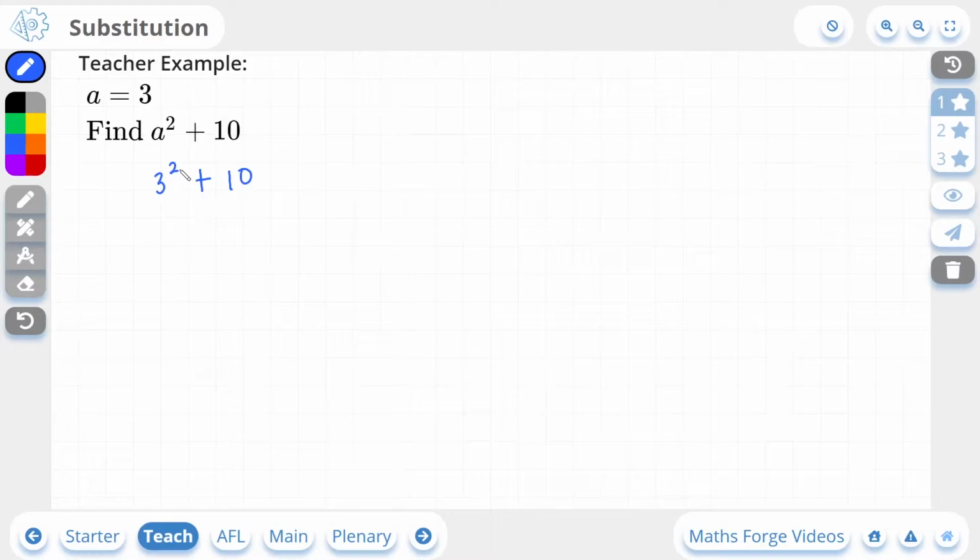And so 3 squared is 3 times 3, which is 9. And then we have the plus 10, which we haven't used yet. And then 9 plus 10 gives us 19. And if we check our answer, there it is.